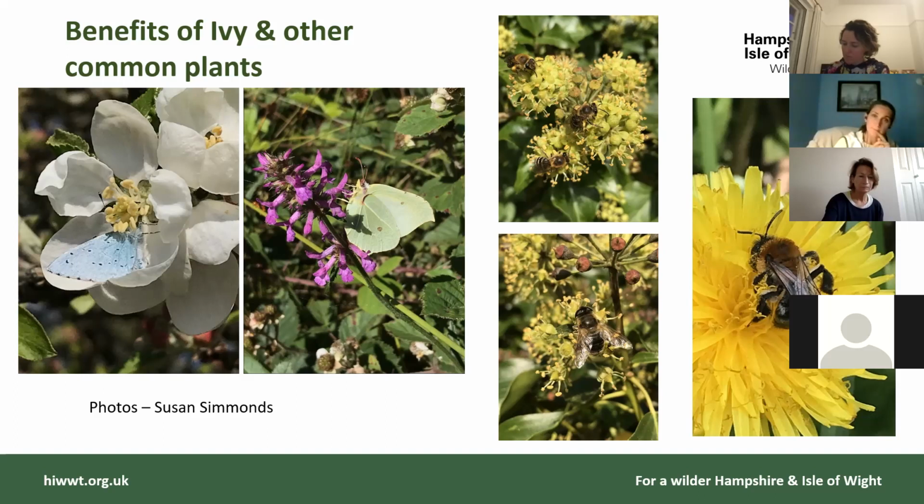So on an autumn sunny day, you will see ivy flowers covered in pollinators, covered in bees, hoverflies, solitary bees, honeybees, bumblebees, everything that's looking to finish feeding before it hibernates. It's evergreen, so it will also be a great place for butterflies like the brimstone to hibernate in over winter. It provides nest sites for birds and also roosting sites for bats. So it's a really, really important plant.